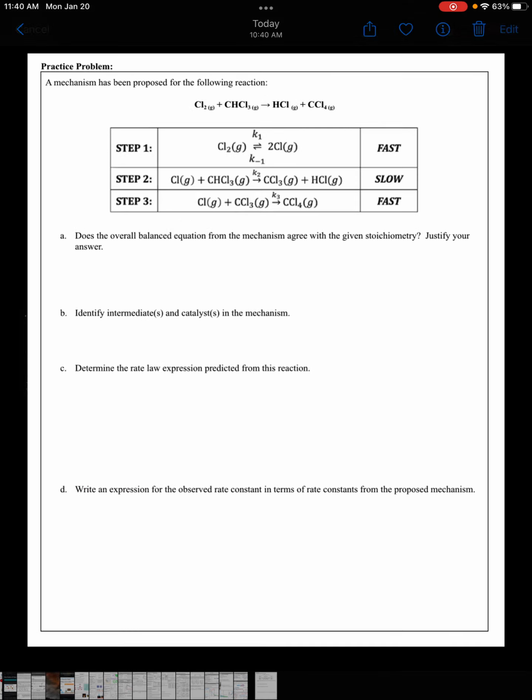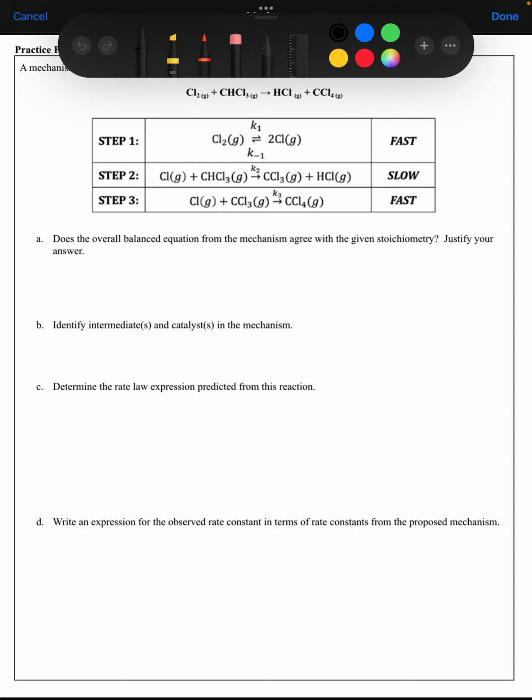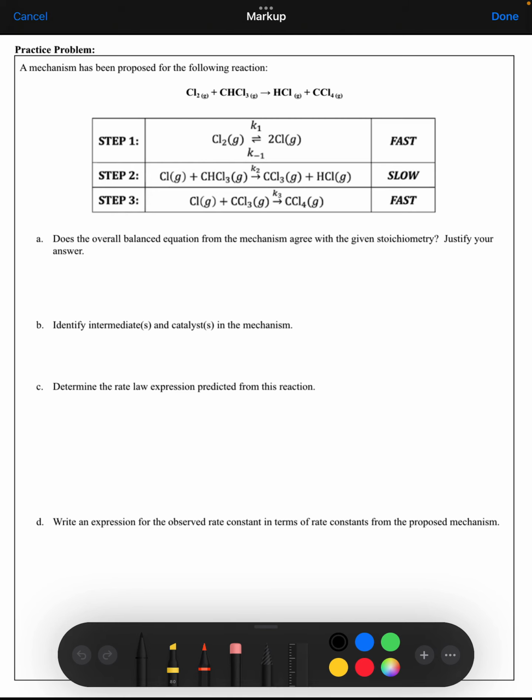All right. So we have this next practice problem. It says a mechanism has been proposed for the following reaction. And we see that the reaction is chlorine gas plus CHCl3 yields hydrochloric acid and carbon tetrachloride. Okay, so that is our overall reaction, which we did not have to figure out. We were given that information. In the table below, we see that there is a multi-step reaction profile, or our multi-step mechanism, and we see that our slow step is right here in the middle, step 2.